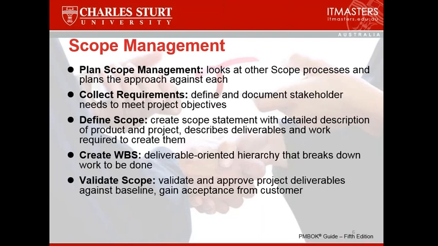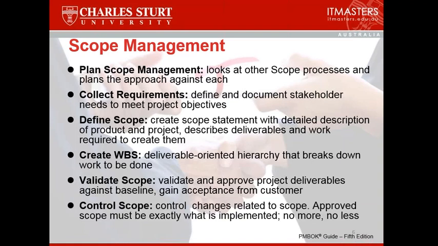We move on then into monitoring and control, and one of the processes there is what's called validate scope. Validate scope means that we will validate and approve the project deliverables against the baseline. That's the customer who does that. So we gain acceptance from the customer, and once we gain acceptance, obviously the customer is happy to take it on board. And the last process is control scope.